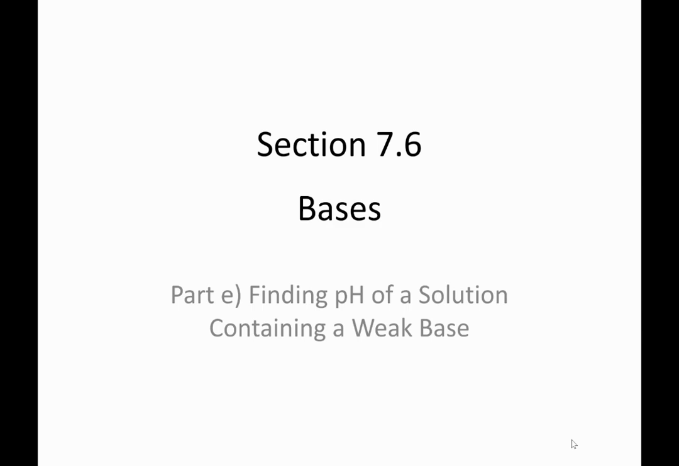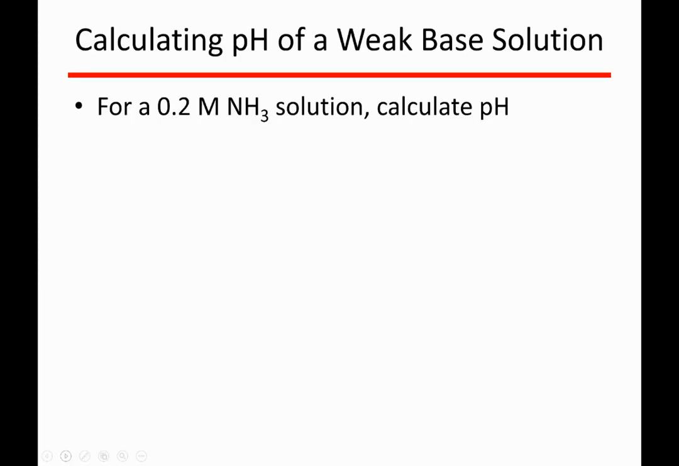One last video in this section, and what we're going to do here is find the pH of a solution that contains a weak base. In this problem, we're told that we have a 0.2 molar solution of ammonia, and we need to find the pH. We should begin by asking ourselves what type of a problem we're dealing with here.